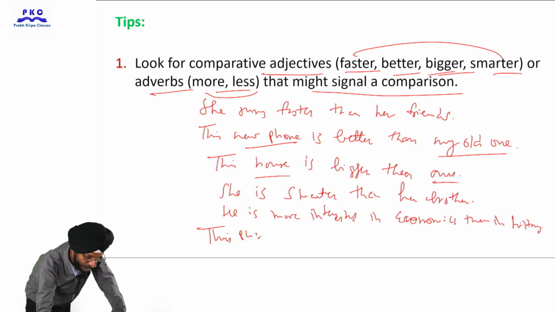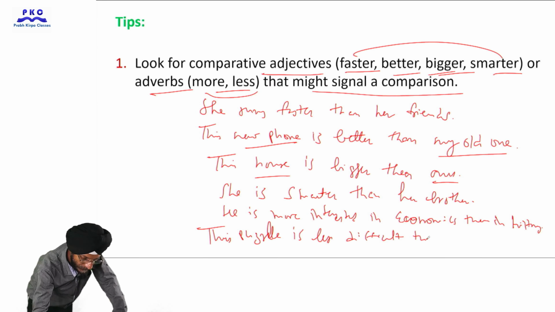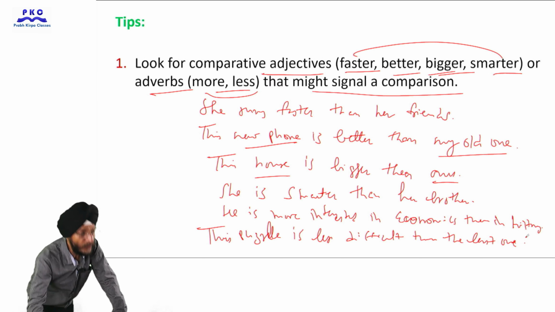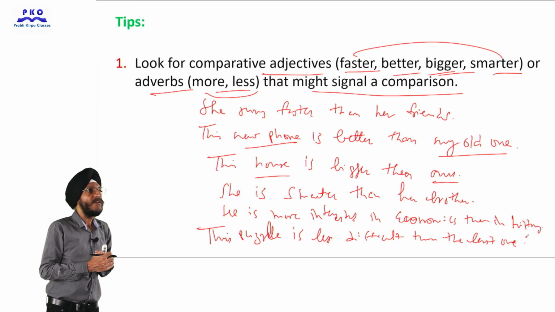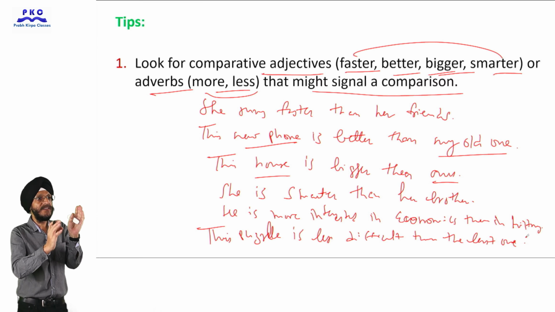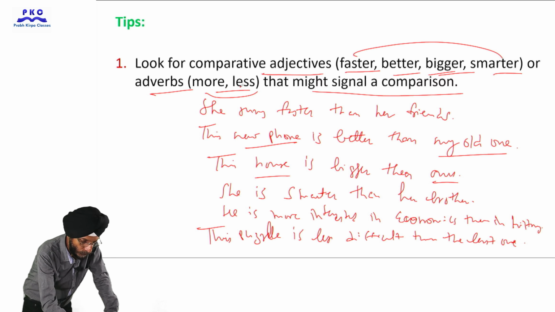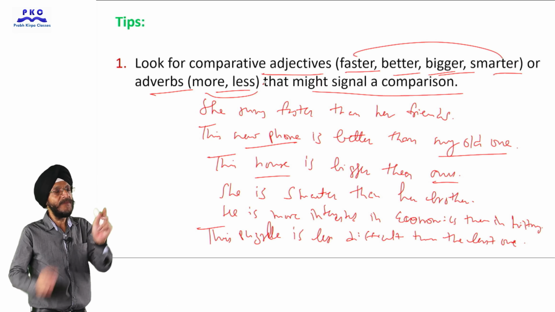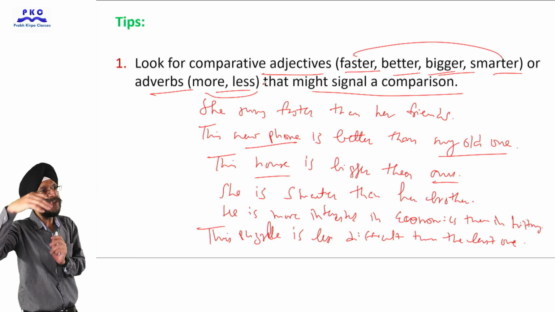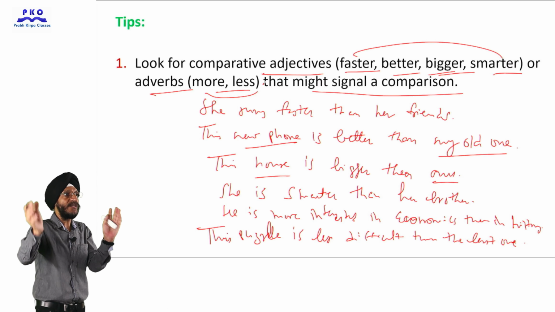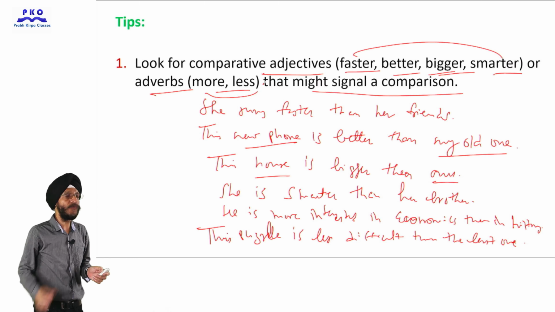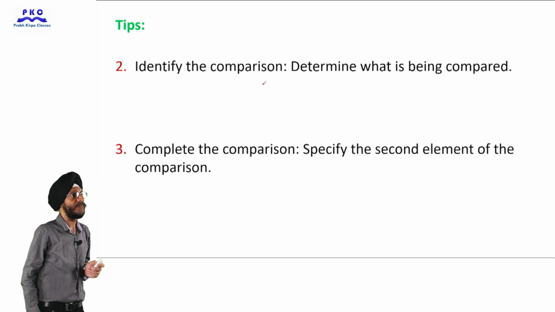This puzzle is less difficult than the last one. So here we have understood that in the case of comparative adjectives and adverbs such as more or less, they signal a comparison, and there must be something else with which the comparison has to be made. We must mention the other thing.